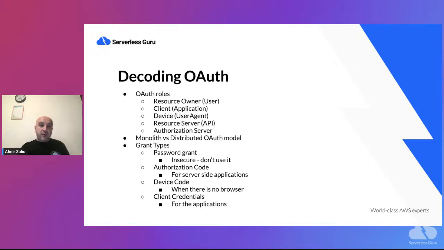So the user provides credentials, and then we have a client, and the clients in OAuth are the applications requesting the authorization. So it can be your application, your service, your APIs, whatever. And those clients obviously need a device. So the name of this role is actually user agent. That's the official, that is the proper term.